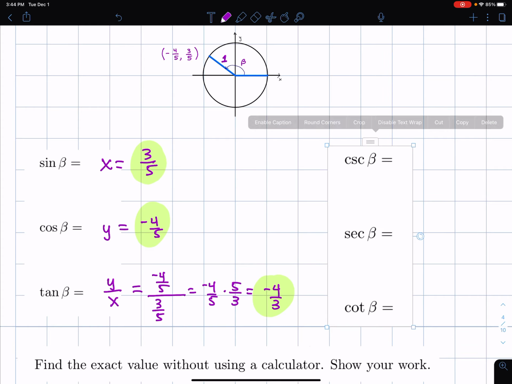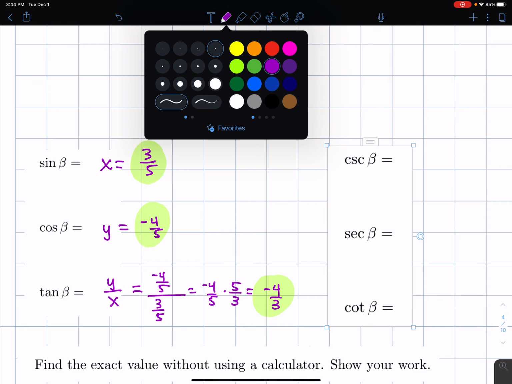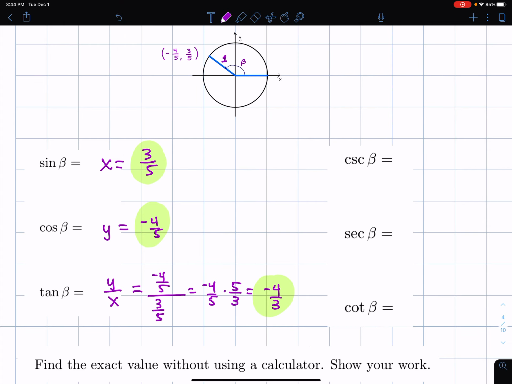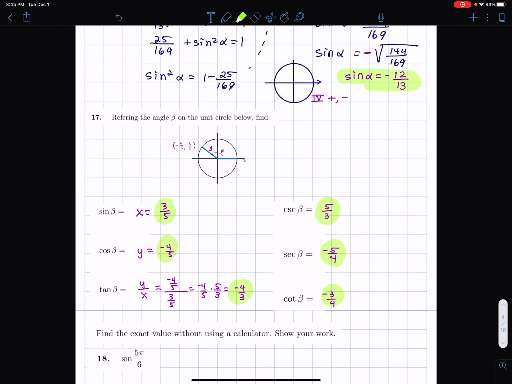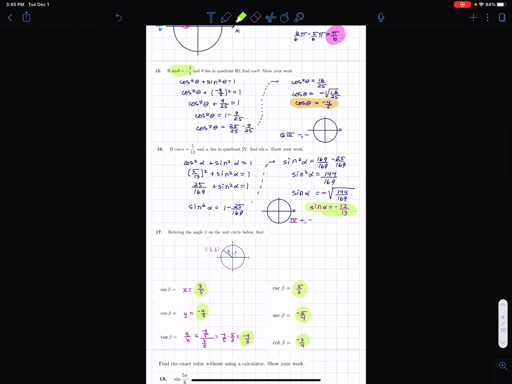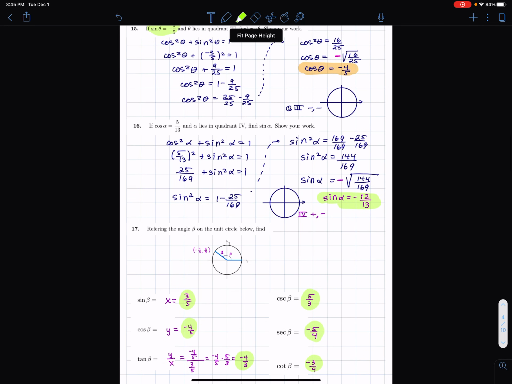Cosecant beta is the reciprocal of sine beta. I have 3/5 for sine beta, so the reciprocal is 5/3. Secant beta is the reciprocal of cosine, so I'll get negative 5/4. Cotangent beta is the reciprocal of tangent, so I'll get negative 3/4. That actually ended up not being all that difficult. I'll zoom out and we can look at the whole page, and then stop there on this video for this page.